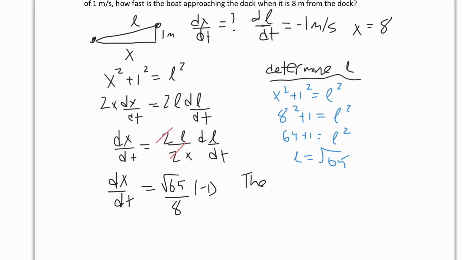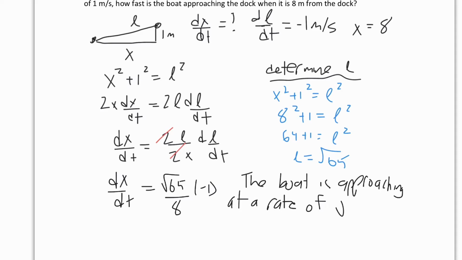So the boat is approaching at a rate of root 65 over 8 meters per second. Now, just interesting to note here, the number root 65 over 8 is a little bit more than 1. So it's kind of interesting that as you pull the rope in at 1 meter per second, the boat actually comes in a little bit faster than 1 meter per second.